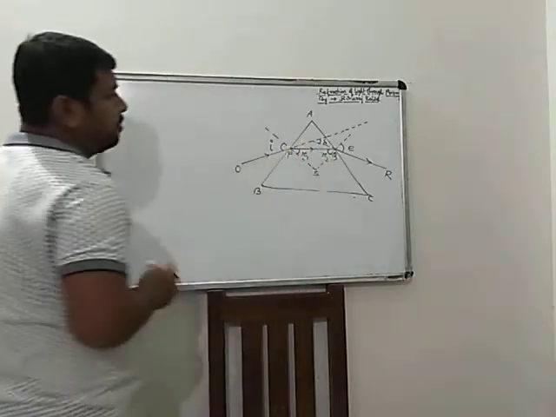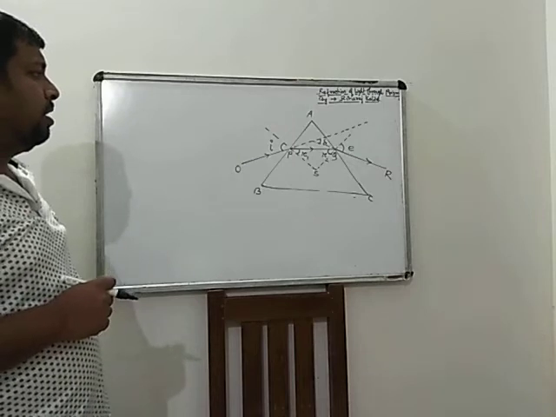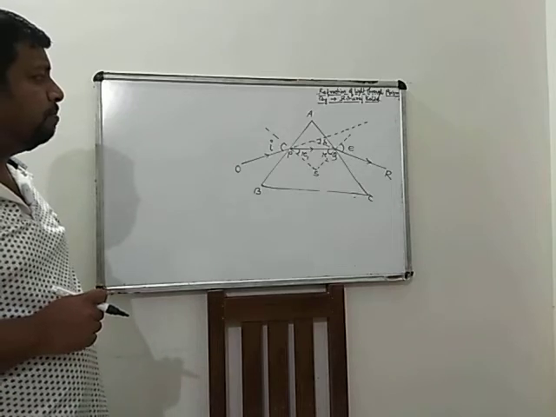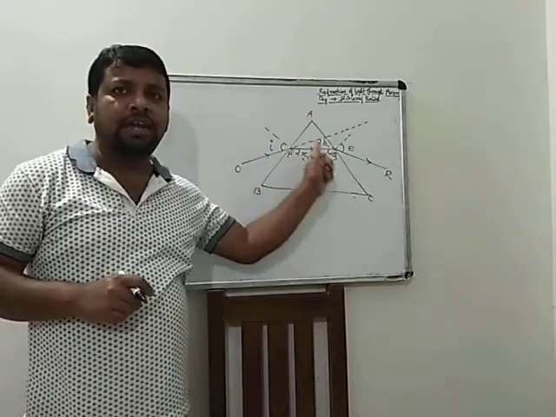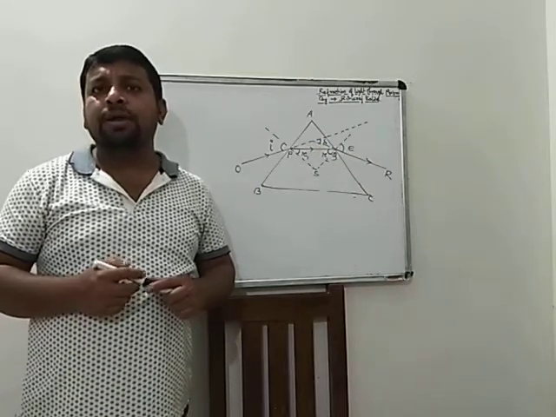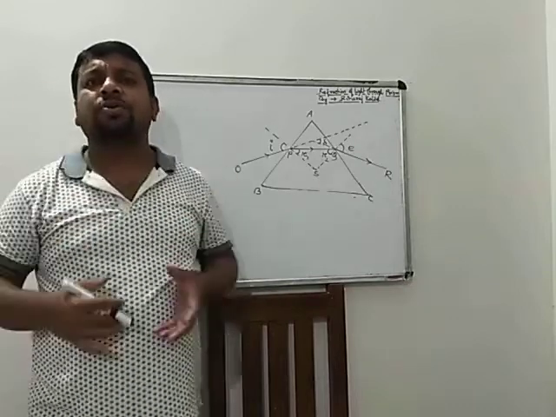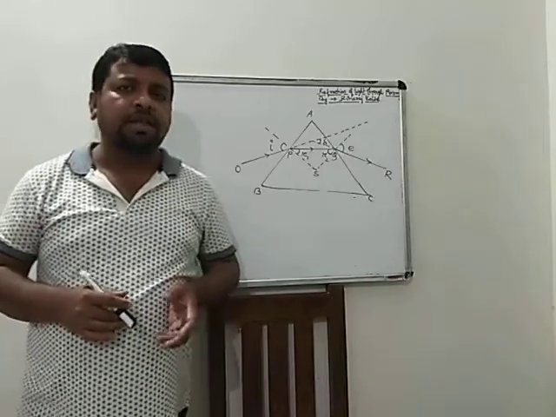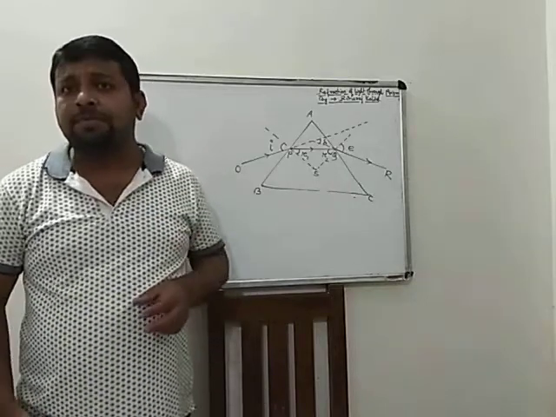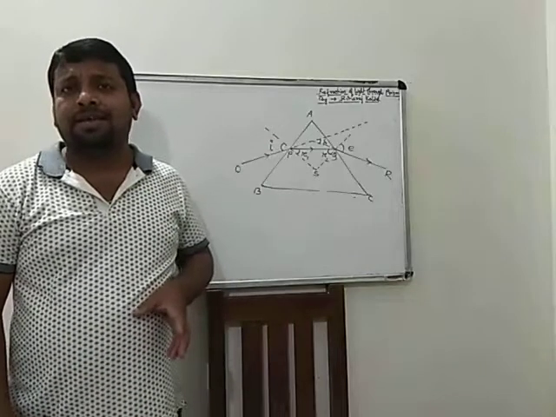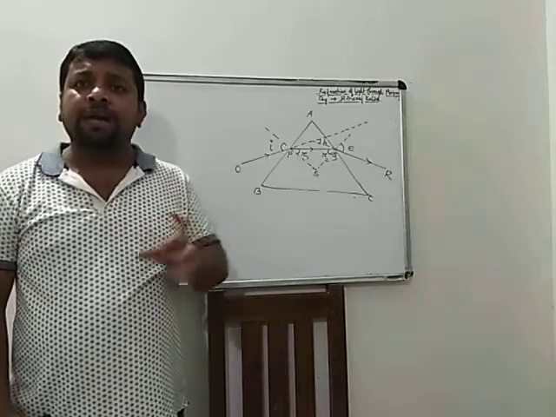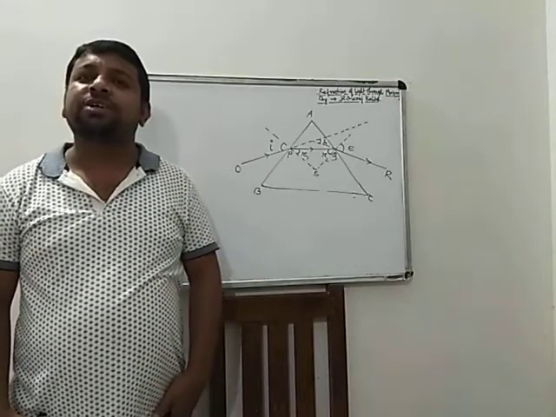So from this diagram, we can determine the refractive index of the prism in terms of prism angle and deviation angle. So what is deviation? Deviation means when a beam of light is passing through a refracting material, then it diverges from the original direction of the incident ray. So the angle made by the emergent ray or diverging ray with the original direction of the incident ray is known as the deviation angle.